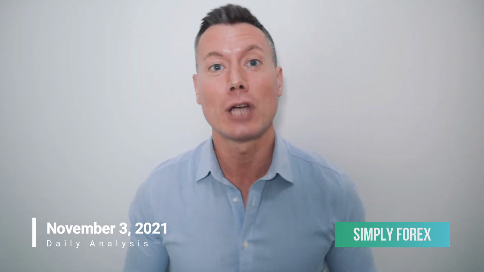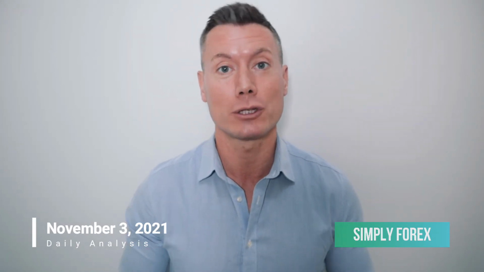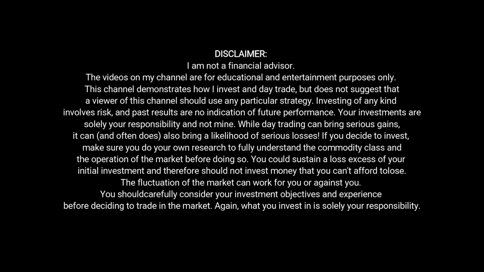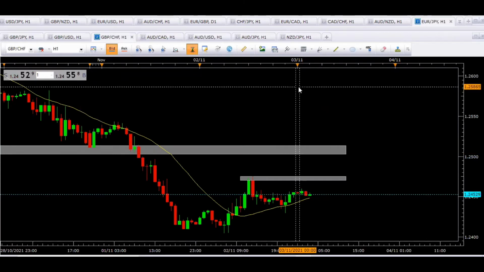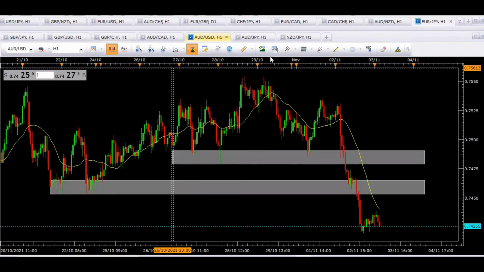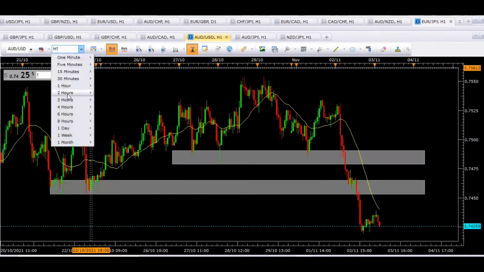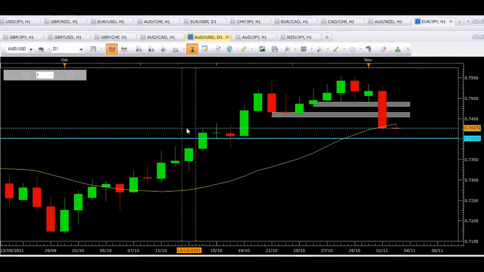So let's take a look at the chart and what I'm potentially going to trade today. It's the 3rd of November, guys, and I'm looking at selling pressure on the Australian dollar. So I'm looking at the Aussie dollar Canadian dollar, the Aussie dollar US dollar, and the Aussie dollar yen, all shorting these markets. So let's start with the Australian dollar against the US dollar.